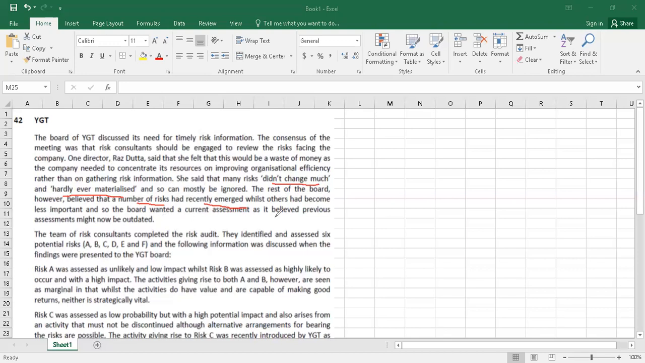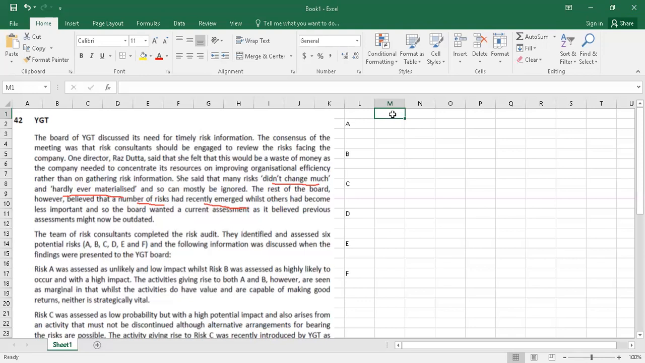After that, there are 6 different risks that are mentioned, A to F. So let's write what these things are. We have A, then we have B, and F. Okay, what does A say? Risk A was assessed as unlikely and low impact.